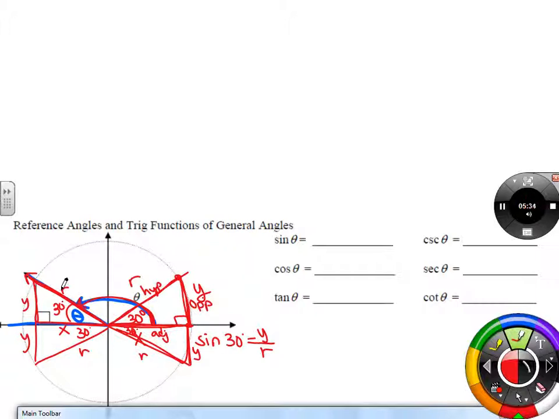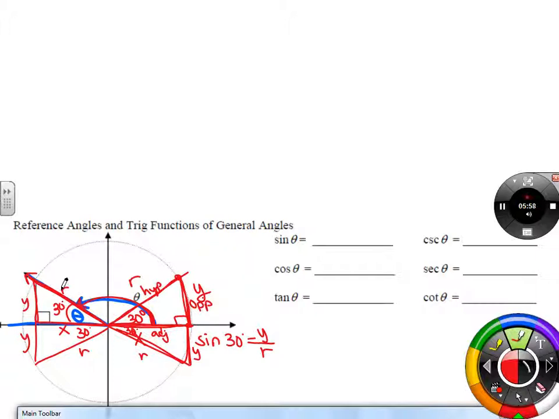So all of these triangles would have the same sine of their angle, whether I was at the 30-degree position or the 150-degree position. The sine of the angle is the same, except for one small detail. Does anybody know what could possibly make the sine, the cosine, or the tangent of these angles different if they have the same x, y, and r everywhere?